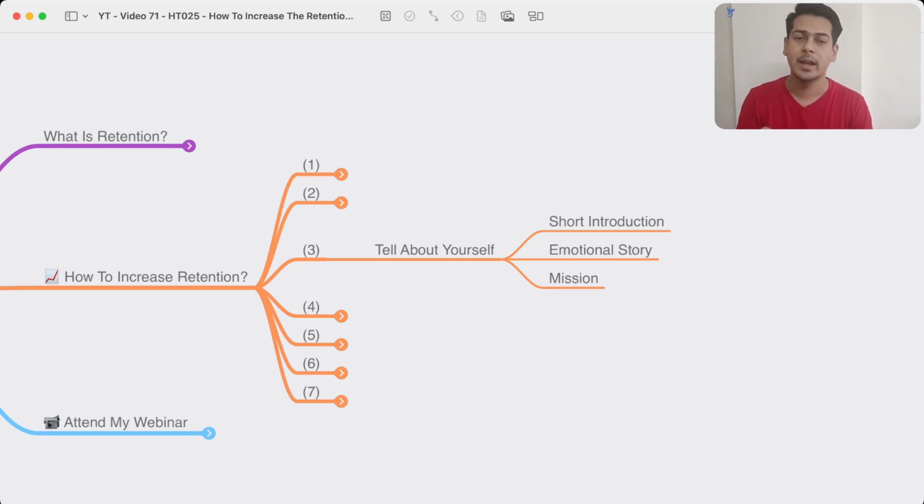Okay, and when you share the emotional story, you also share the mission. Like my mission is to help 10,000 people live a life of financial independence. Similarly, if you are a health expert, a belly fat loss coach, you can say my mission is to help 1 lakh people to live healthier lives, to live as better versions of themselves, to lose fat and look hotter or more beautiful.